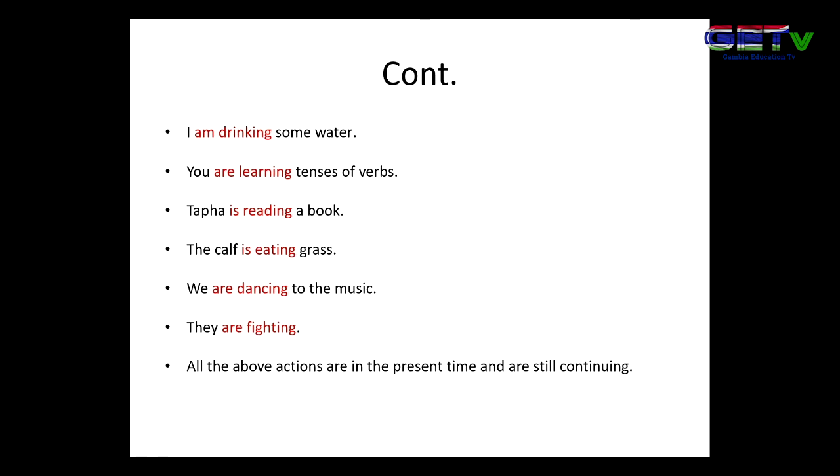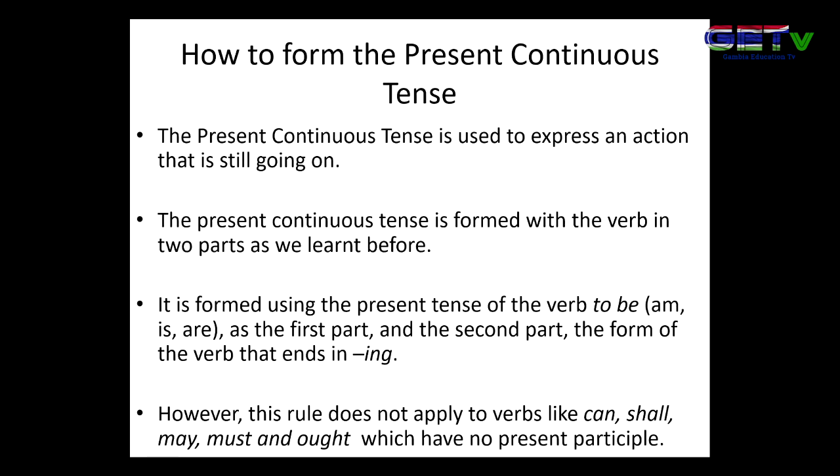Are dancing, are fighting, is eating, is reading, are learning, I'm reading, are verbs in two parts. That is, the present form of the verb to be plus the present participle of the verb. That is, the part of the verb that adds ing. So these two put together gives you the continuous form of a verb. Okay? So the present continuous is used to express an action that is going on.